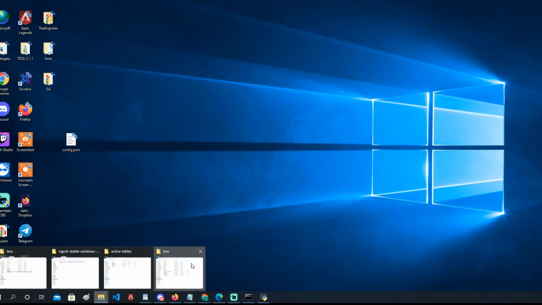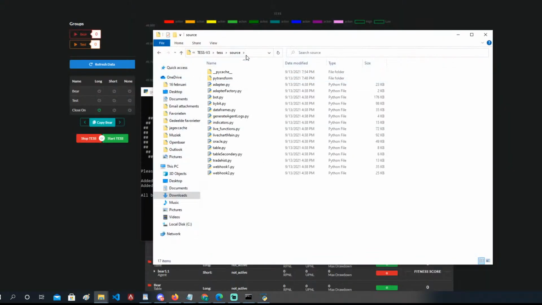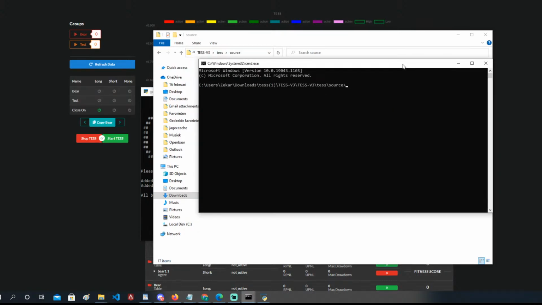And what we do next is we go to the source folder. We press into this window. We type CMD and press enter. Then you get another window. You type python webhook1.py. This will allow tests to start receiving webhooks.